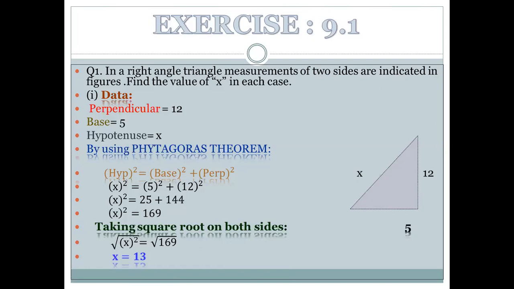First we write the data of the question, then we apply the formula, and at the last step, you will do the solution of it. Perpendicular is 12, base is 5, hypotenuse is unknown. We write the formula: hypotenuse square is equal to base square plus perpendicular square. Substituting the values, x square is equal to 5 square plus 12 square.